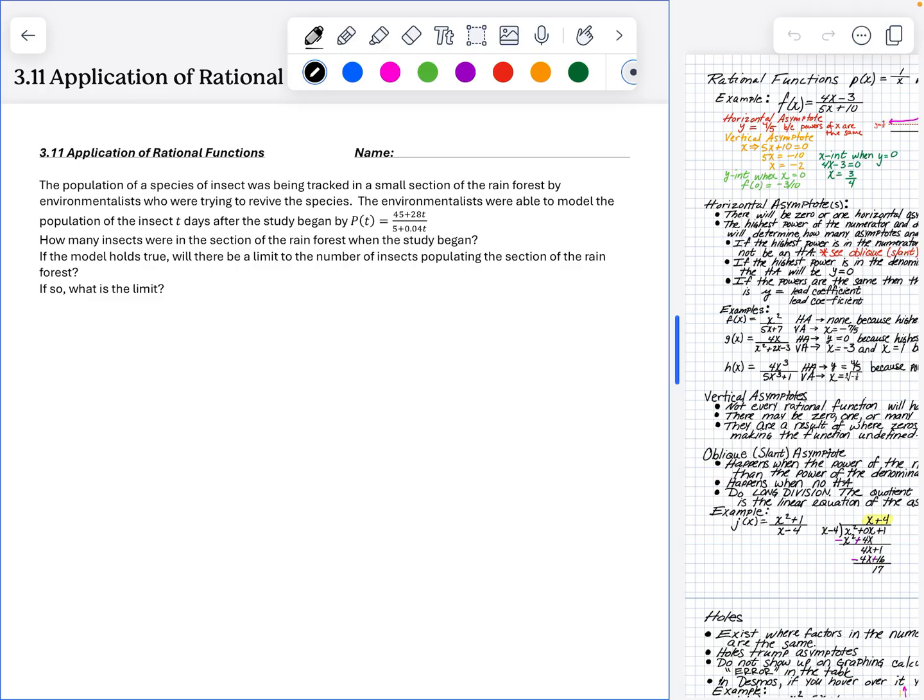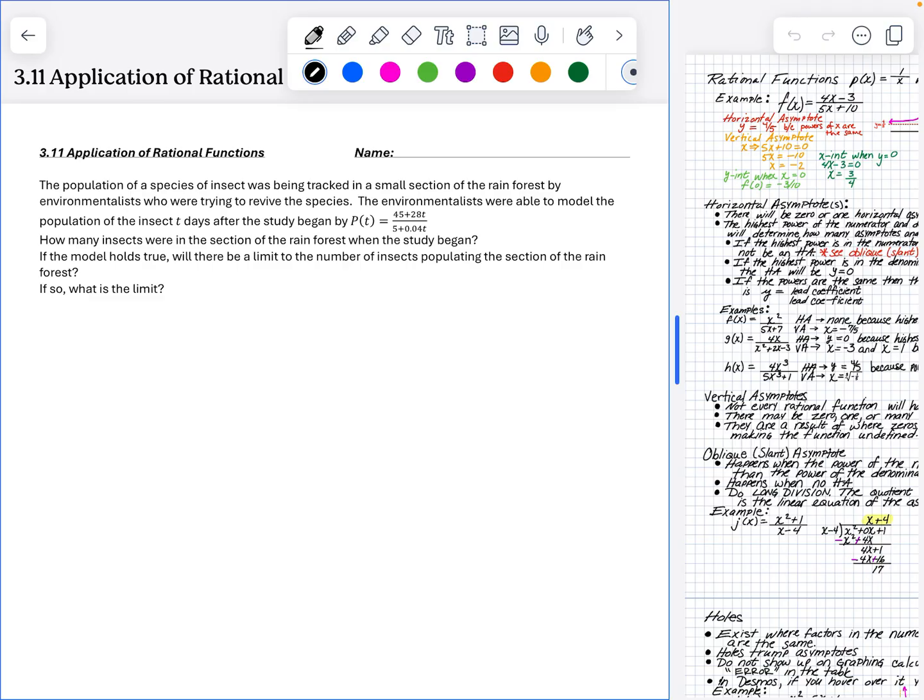This particular problem says that the population of a species of insect was being tracked in a small section of the rainforest by environmentalists who were trying to revive the species. The environmentalists were able to model the population of the insect t days after the beginning of the study by using the function p(t) = (45 + 28t) / (5 + 0.04t), which is a rational function.